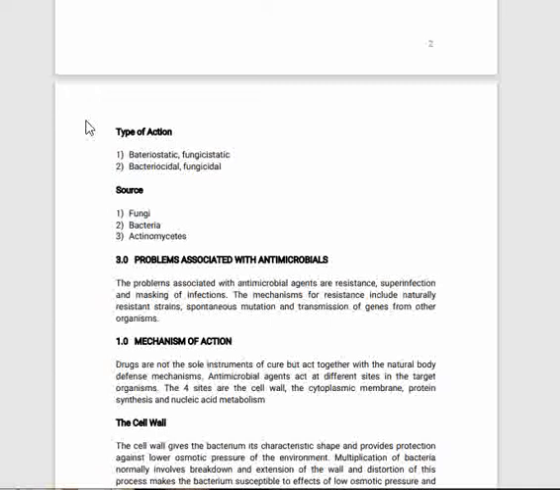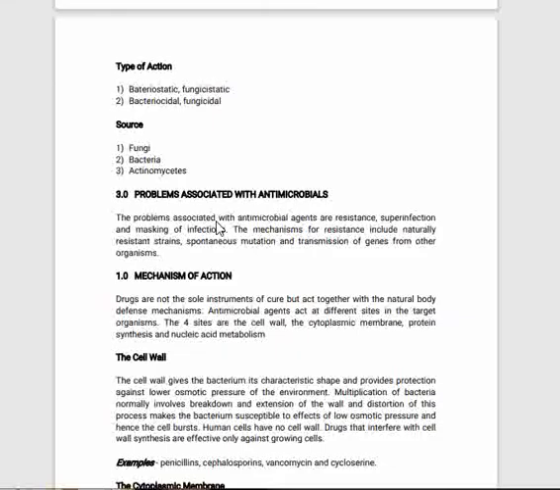Now let's check on the mechanism of action. Every drug has what we call pharmacokinetics: how it enters your body, from absorption, distribution, metabolism, and even excretion. On the basis of that, the most significant thing you need to know is that drugs are not the sole instrument of cure, but act together with the natural body defense mechanism, which we call the immunity, to accord the cure.